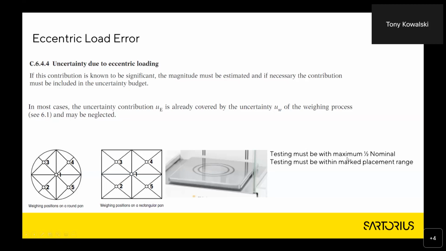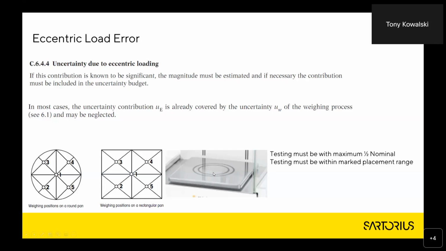So if you're testing at half nominal, you'd use a 1 kilogram weight, place it at the center, move it slightly to position 2, to position 3, position 4, and position 5. Do not try to test the corner load outside of this area. The large pan is for convenience, but it's marked for where you should be testing cylindrical weights.